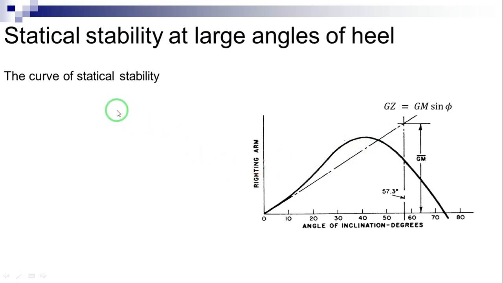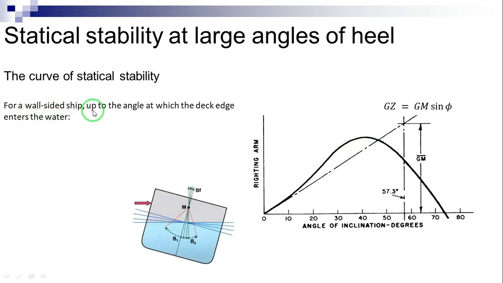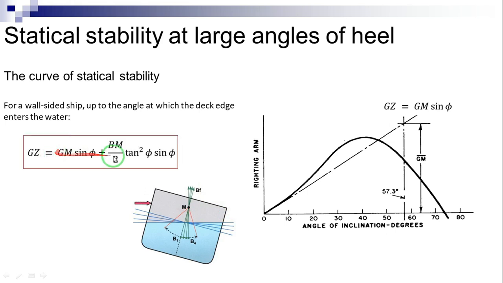It can be shown that for a wall-sided ship, as shown here schematically, up to the angle at which the deck edge enters the water, GZ is calculated using this equation. Note that the second part of the above equation emanates from the displacement of the center of buoyancy in the z direction, which has been assumed negligible up to here for small angles of heel.